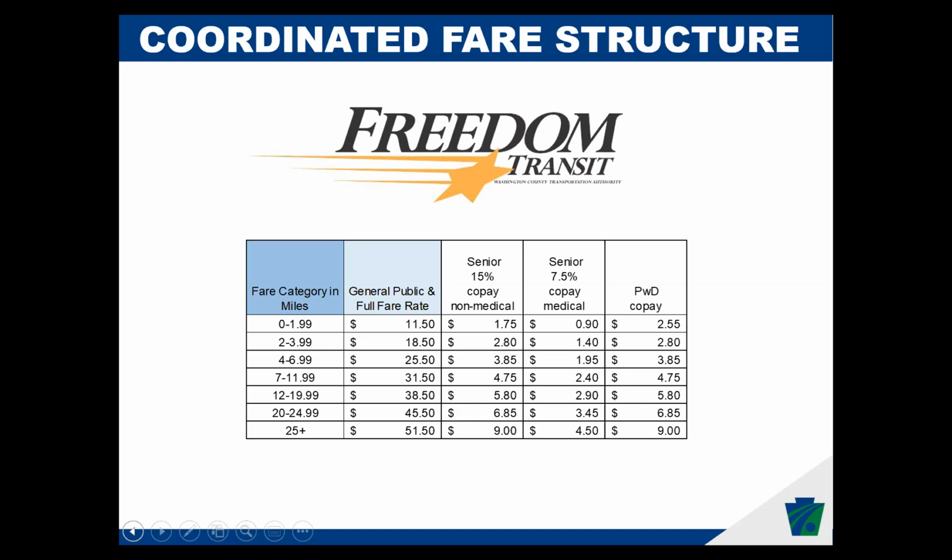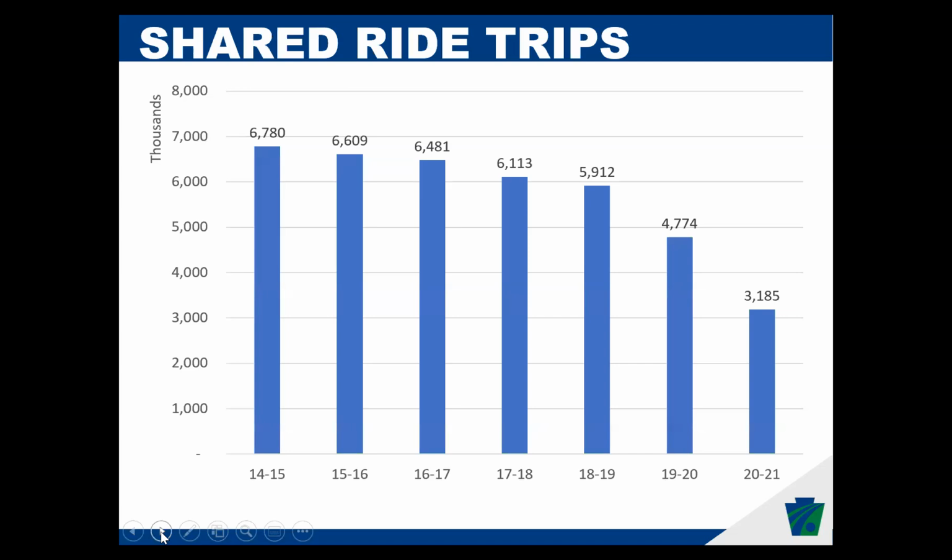But as you can see, we have 7 fare categories, and the full fare rates range from $11.50 to $51.50. And then the required copays, whether you're a senior paying 15%, or in our county, our seniors for medical appointments have some sponsorship, so they only pay 7.5%. And then persons with disabilities are typically around a 15% fare as well. So that's what a fare structure would look like. And then I will turn it back over to John to talk about the shared ride trips on a statewide basis.